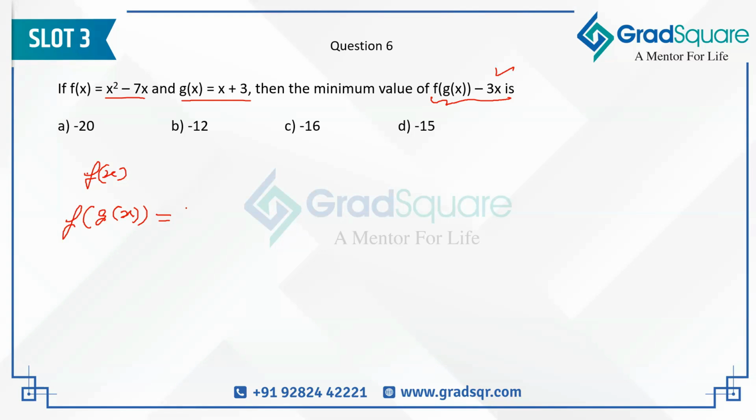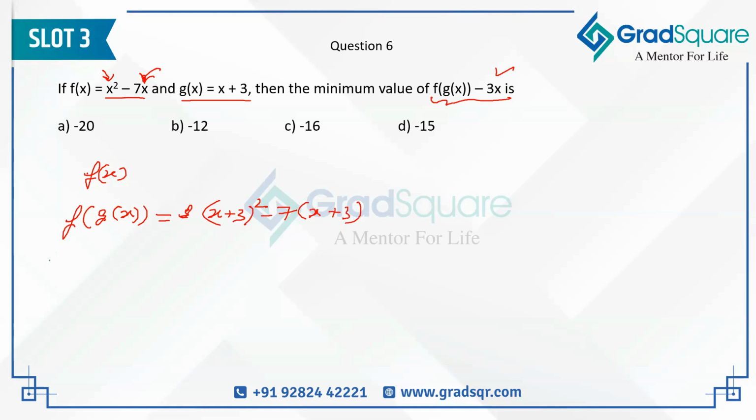Let's first find f of g of x. If I have to find f of g of x, then instead of this x, I'm going to put the value of g of x, correct? So g of x is what? x plus 3. So x plus 3 whole square, and instead of this x also, I will put x plus 3, minus 7 times x plus 3.